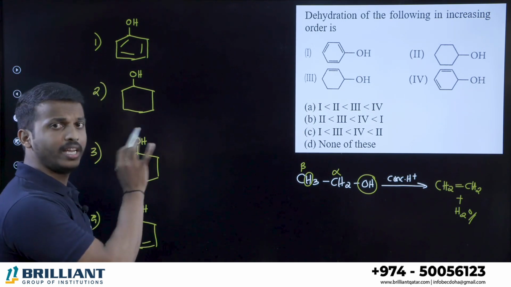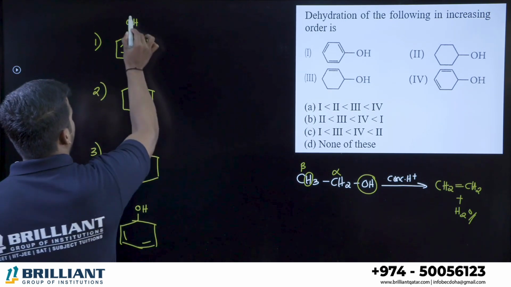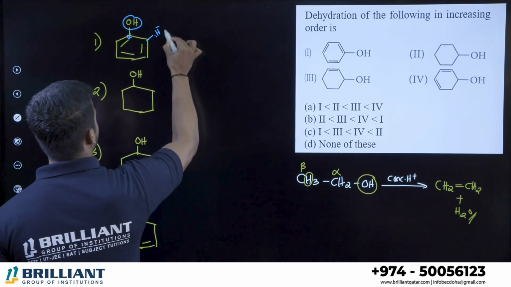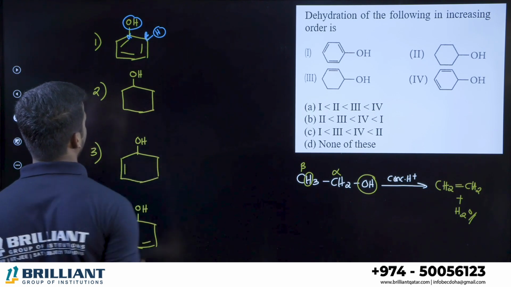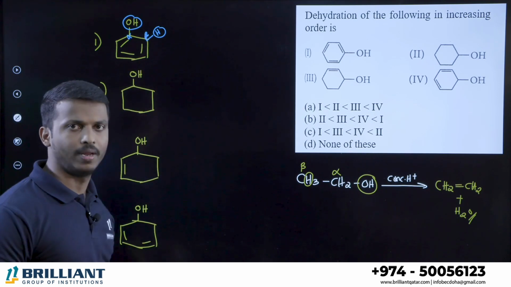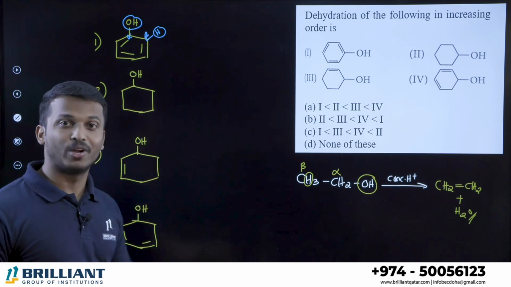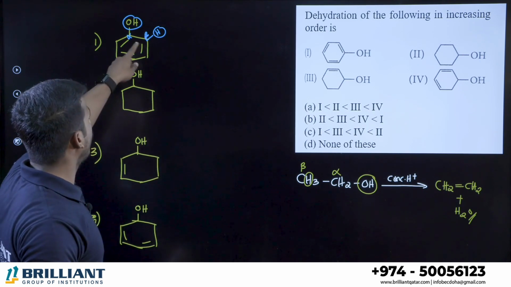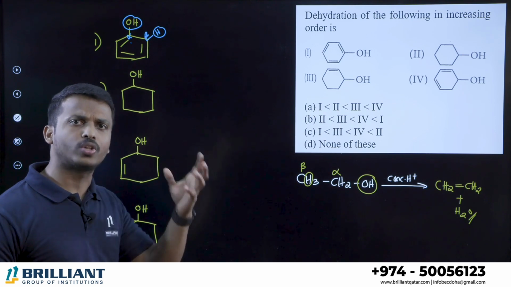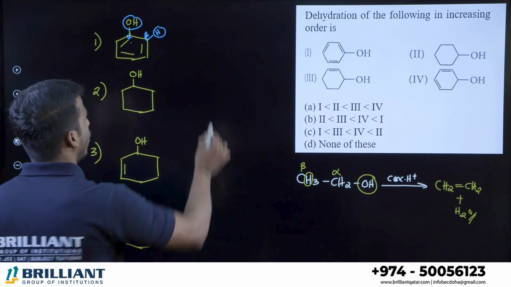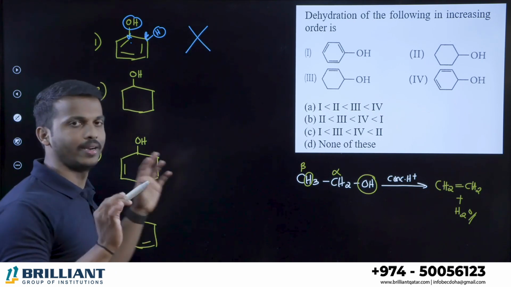Let me do dehydration in phenol, okay? The OH group I am taking from the alpha carbon, one of the hydrogens I am taking from the beta carbon, and put a double bond between alpha and beta. Will it be stable? No, right? Phenol is already stable due to resonance. If you make one more double bond here, what happens? The conjugation, the resonance, everything will be disturbed. So phenol is not ready to undergo dehydration.